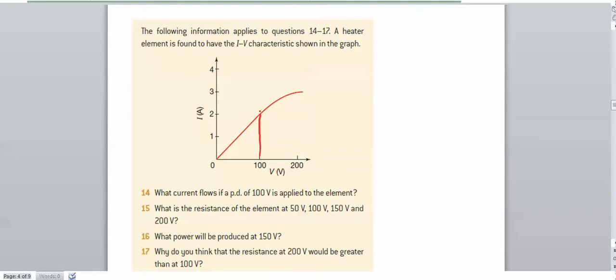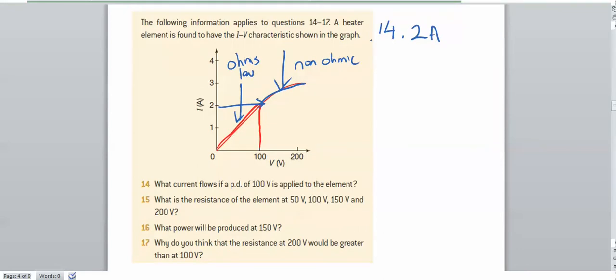It looks ohmic from here to here, and then from there it doesn't have this linear relationship. So this is certainly non-ohmic, and this to me looks like an Ohm's law relationship. What current? We're just tracking that through. So for 14 it's going to be 2 amps.